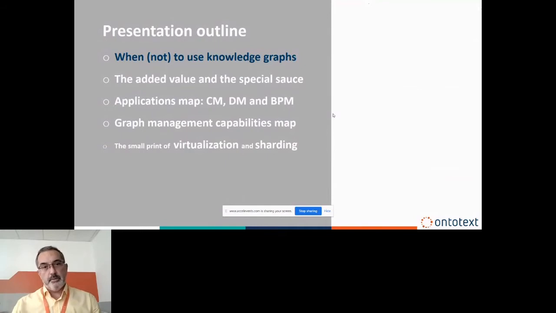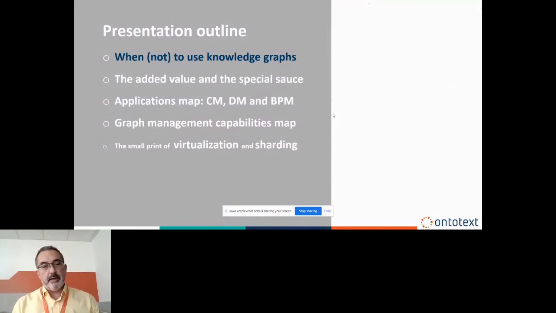Then we'll jump to the application map, which essentially tells the story of how content management, data management, business process management, and a few other related areas can benefit from this technology. To jump after that to another map of capabilities, which is what are the capabilities that the knowledge graph platform should have to deliver and to meet the requirements of all these applications.